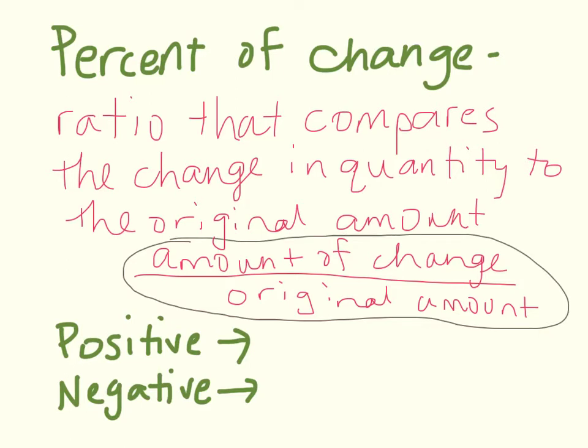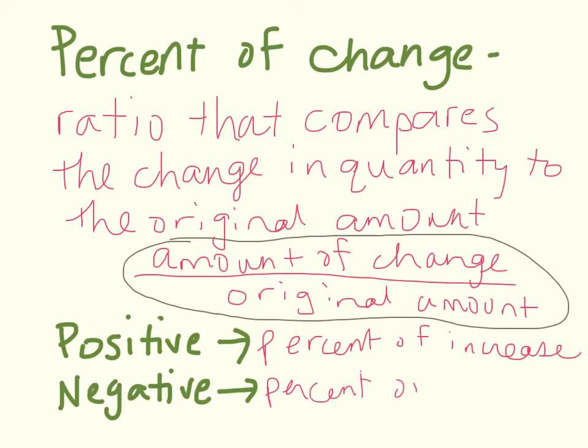But if the percent of change is positive, then that means it is a percent of increase. If it is negative, it is a percent of decrease. On the back side of your notes, it gives you a place to put the equation. We take the amount of change, so we subtract the original price from the new price. So we take that new amount and subtract the original amount, and then we put that over the original amount. If it's going up, it's going to be a positive number. If it's going down, it's going to be a negative number.